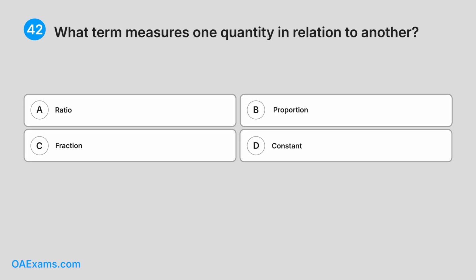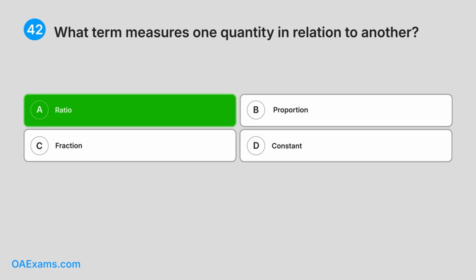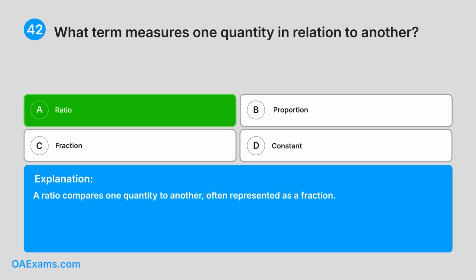Correct answer. A. Ratio. Explanation. A ratio compares one quantity to another, often represented as a fraction.